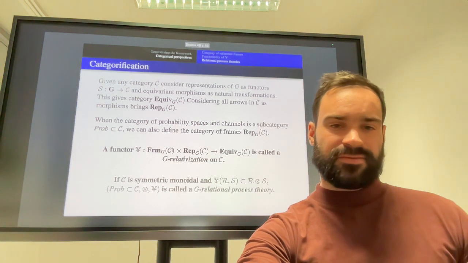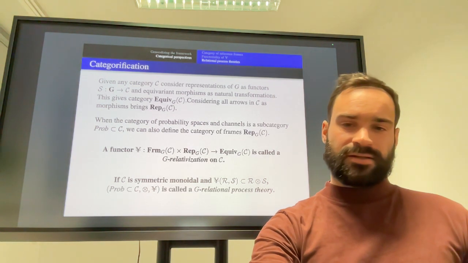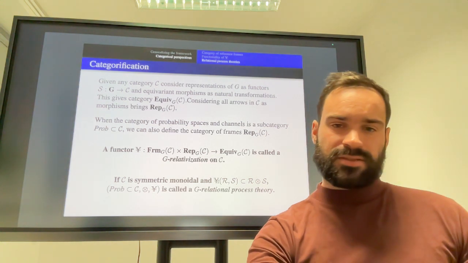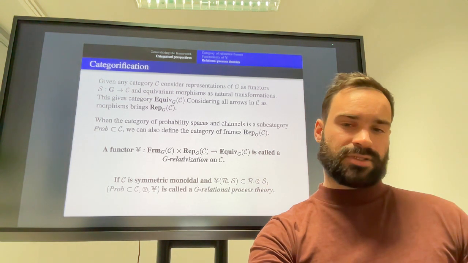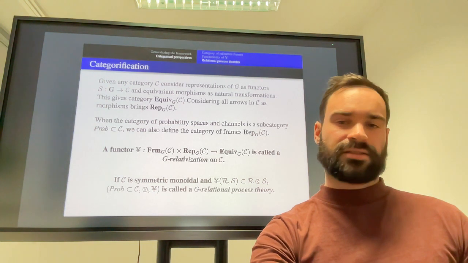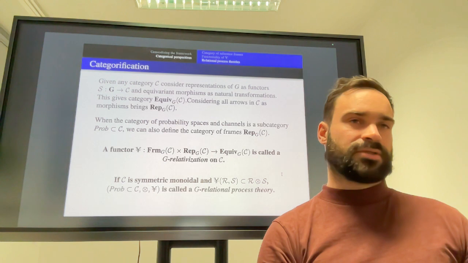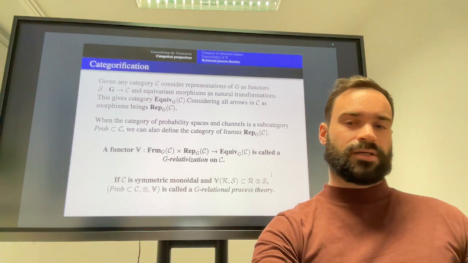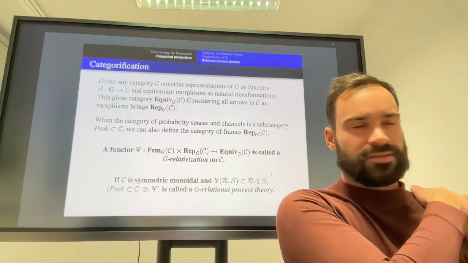And then if the category is monoidal, so it has a tensor product, and this functor has this property: the image of the frame is an object in the category, and if this is a sub-object, in some sense that we don't need to specify, of the tensor product of the two things that I started with, then I would like to call this structure a G-relational process theory. Process theories are monoidal categories, and if they have G-relativization that is also compatible with the monoidal structure, which is the case that we've seen, then I think it's not a bad definition of a relational process theory.